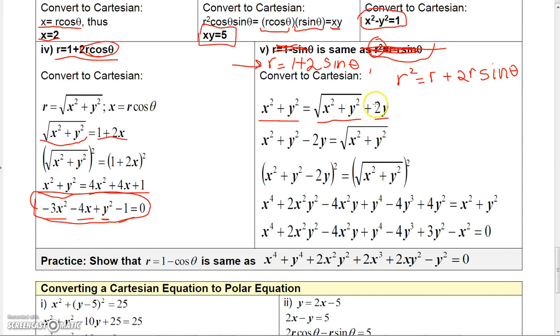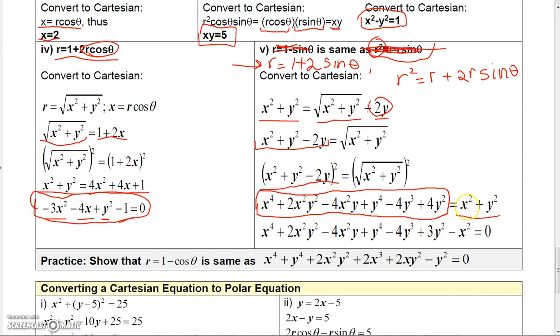Now, what I'm going to do is move this 2y over here, and then I'm going to square both sides. If I square this side, I just get x squared plus y squared. If you square this side, you're going to have to square a trinomial, so you might want to multiply that out long ways. But basically, when I did, I got this long polynomial expression involving x and y.